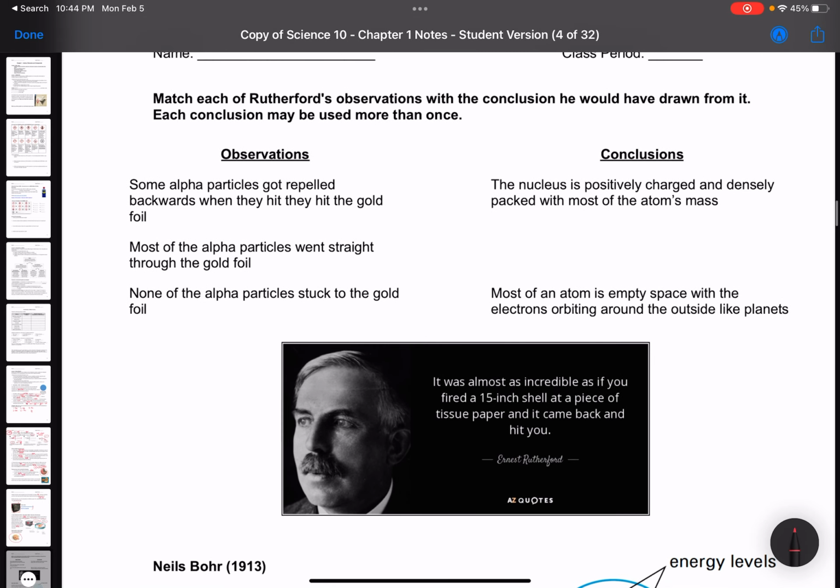And there's a quote at the bottom here, an Ernest Rutherford quote, that I just want to direct you to, to let you know how crazy this would have been back in the day. He said it's almost as incredible as if you fired a 15-inch shell at a piece of tissue paper, like a Kleenex, and it came back and hit you. Imagine taking a rifle out to a range, shooting at a piece of loose leaf or a piece of Kleenex, and then having it fly back at you. You would be absolutely amazed. And that's where Ernest Rutherford was at this point.